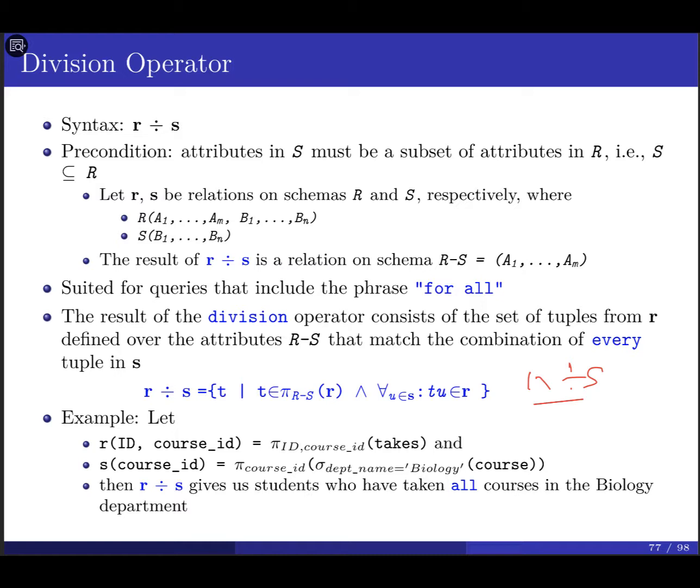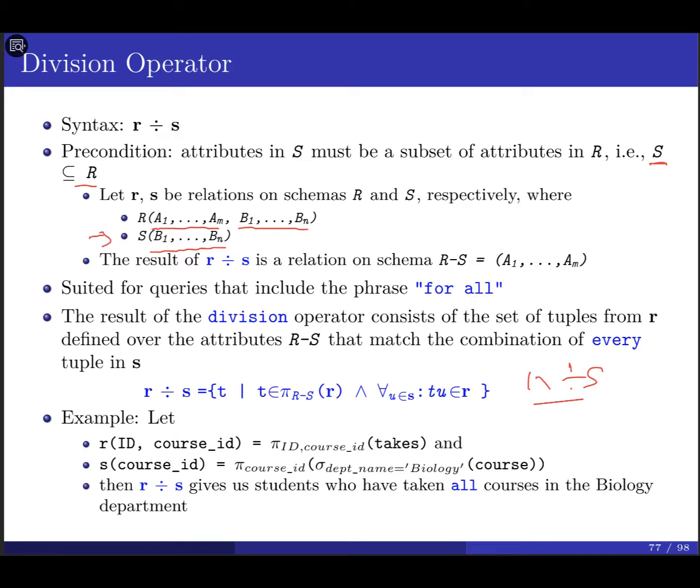What does that mean in this case? All the attributes belonging to the relation S must exist as part of, or be a subset of, the attributes of the relation R. Let me give you an example. Assume R and S are two relations, and the relation R has attributes A1 up to Am, then B1 up to Bn. So we have many attributes. Relation S is going to be B1 up to Bn. You see that all the attributes of relation S are a proper subset of the attributes of relation R.